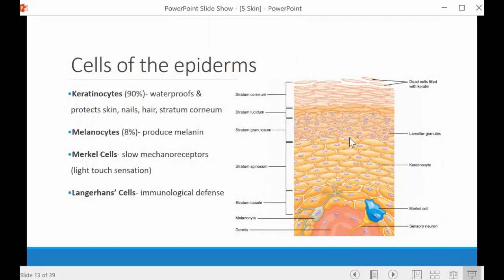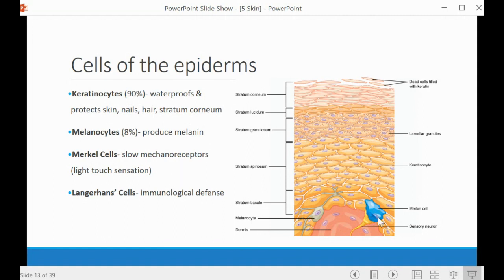So what kind of cells do we have within the epidermis? Well, we have these keratinocytes. These keratinocytes, their big job is to waterproof and protect our skin, nails, and hair, and they're really found within that stratum corneum. Okay, we have all those dead ones up there. We have the melanocytes. Melanocytes are going to produce melanin.